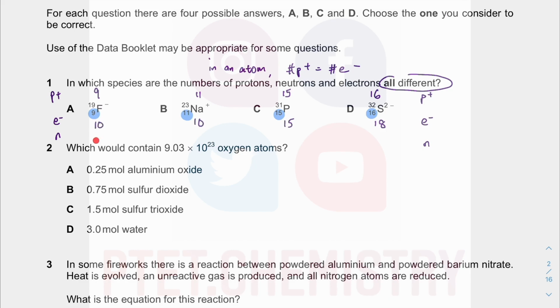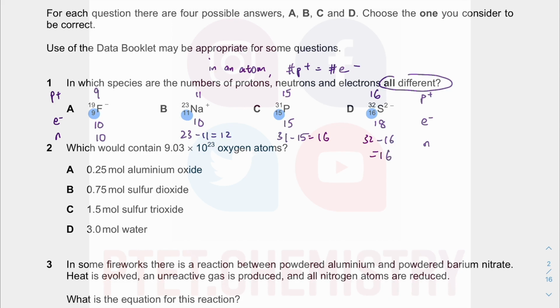The number of neutrons, on the other hand, comes from the nucleon number. The one on top is called the nucleon number, which is the number of protons and neutrons in the nucleus of an atom. So 19 minus 9 gives you 10 neutrons. 23 minus 11 gives you 12 neutrons. 31 minus 15 gives you 16 neutrons. 32 minus 16 gives you 16 neutrons.